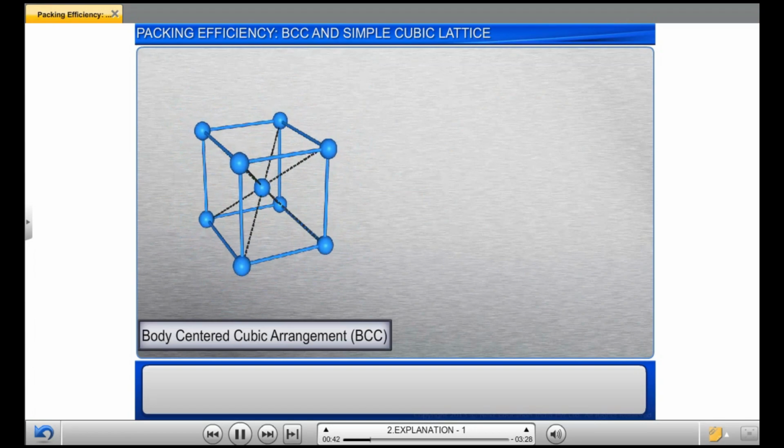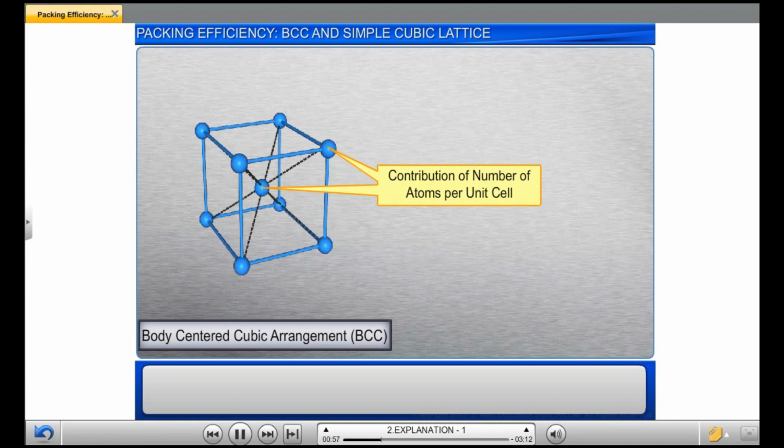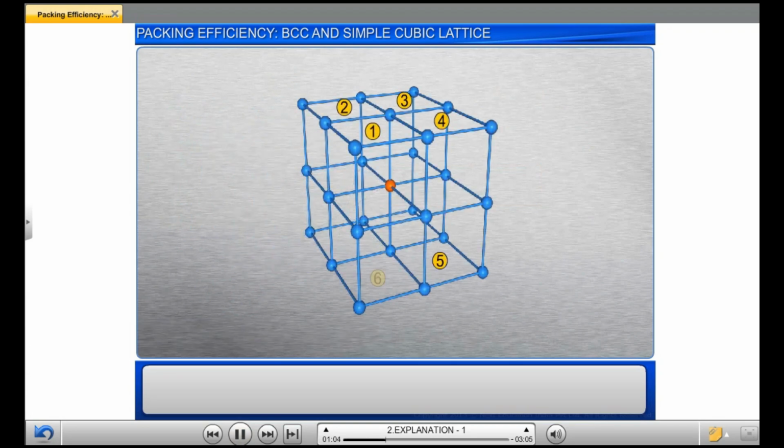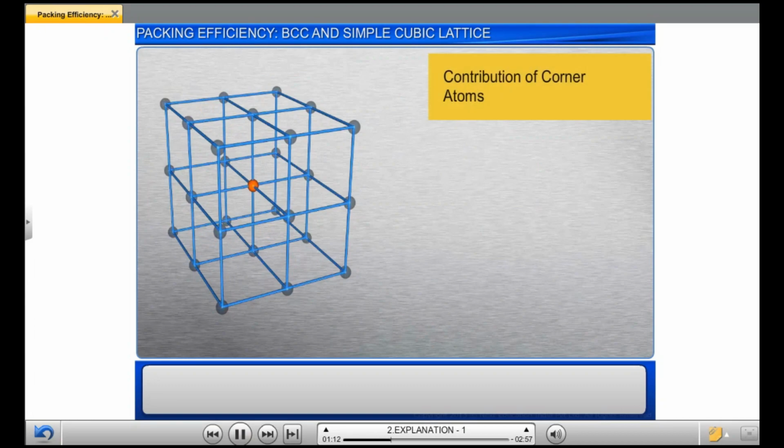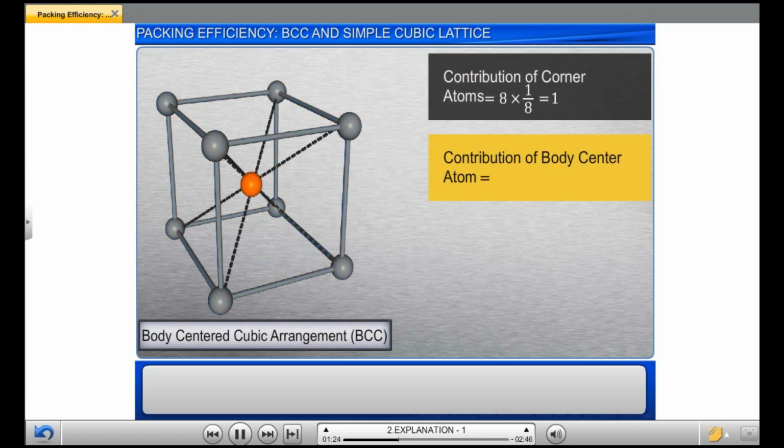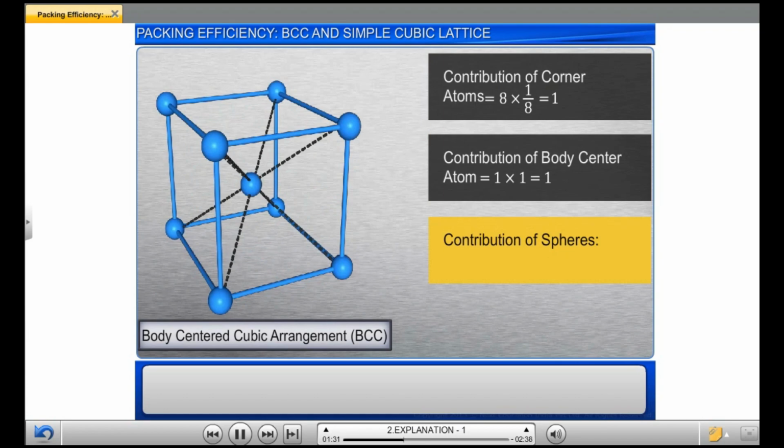Among these, 8 spheres are present at the corners and 1 sphere at the body center of the unit cell, as shown here. You can calculate how many atoms or spheres each BCC unit cell contributes. Each sphere at the corner of a unit cell is shared by 8 surrounding unit cells. So the contribution of the corner atoms to a unit cell is 8 into 1 by 8, which is equal to 1. The contribution of the atom at the body center is equal to 1 into 1, which is equal to 1. So the total contribution of the atoms per unit cell is 1 plus 1, which is equal to 2.